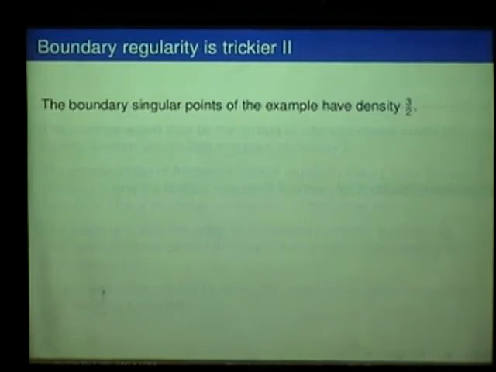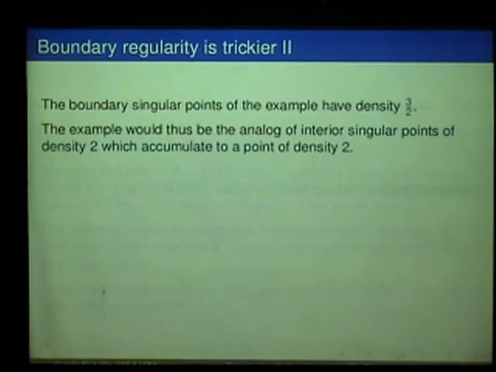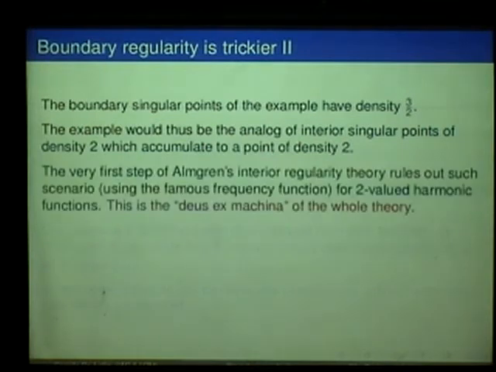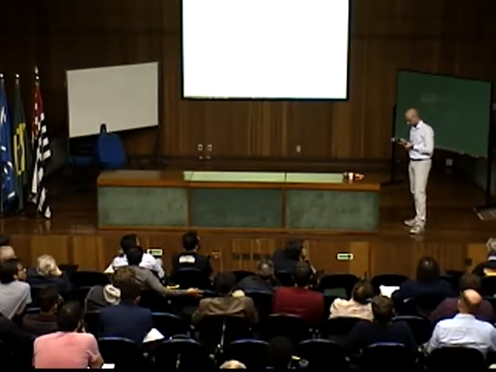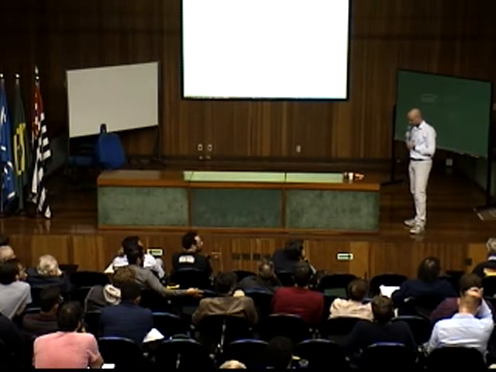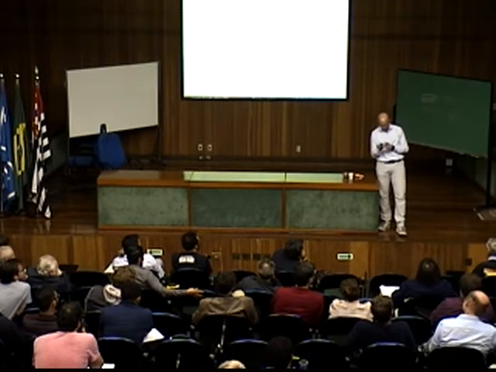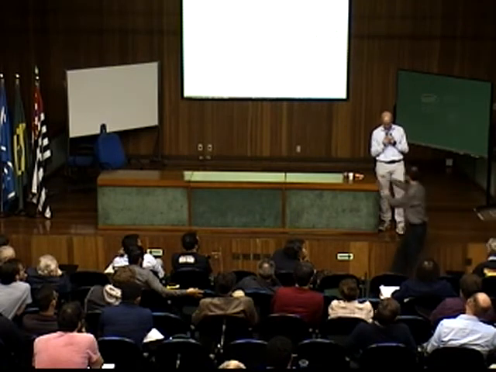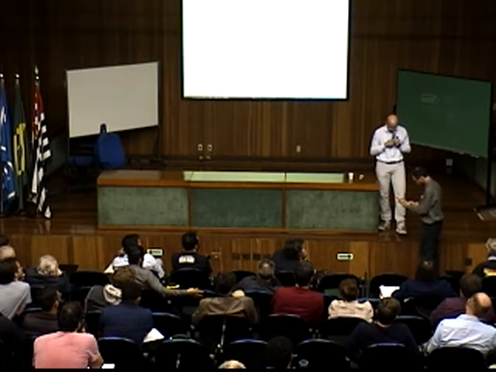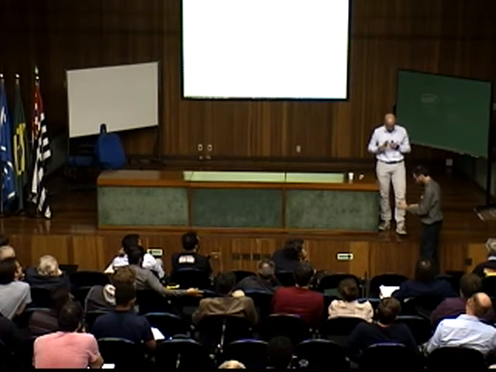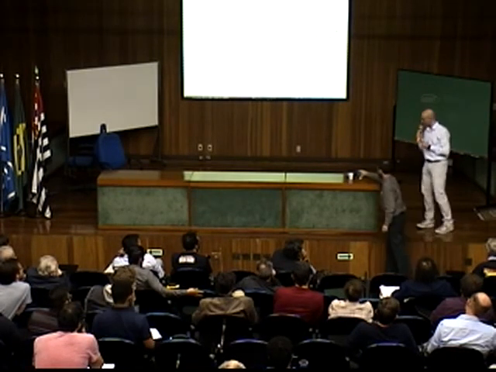Okay, so now the boundary singular points of the example actually have density 3/2. And the example would then be the analog of interior singularities of density 2, which accumulate to a point of density 2. Okay, so this is rather a little bit technical.